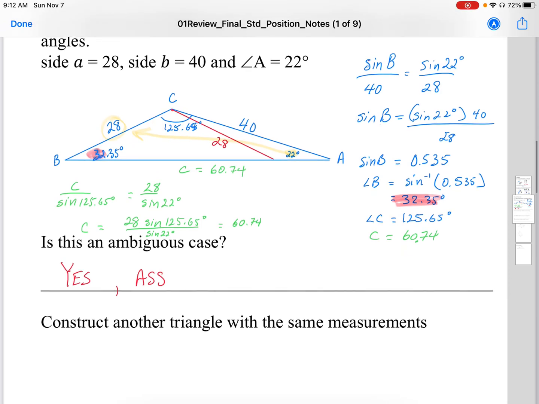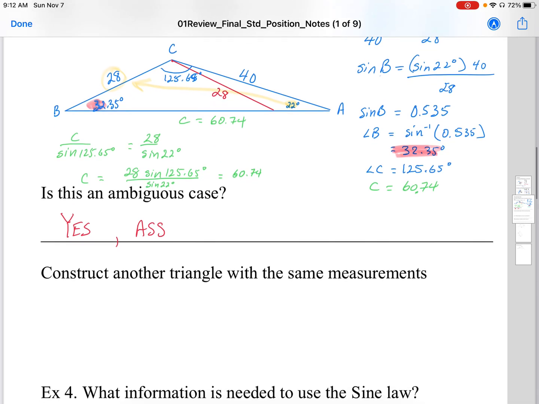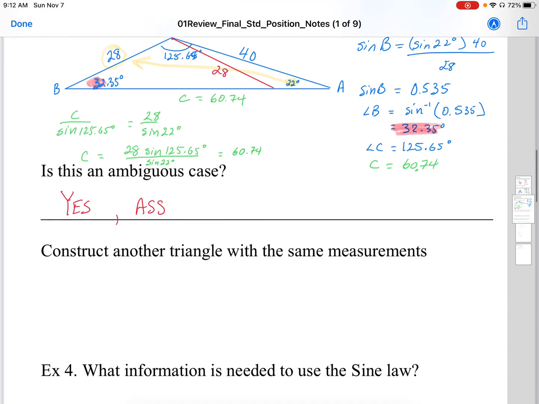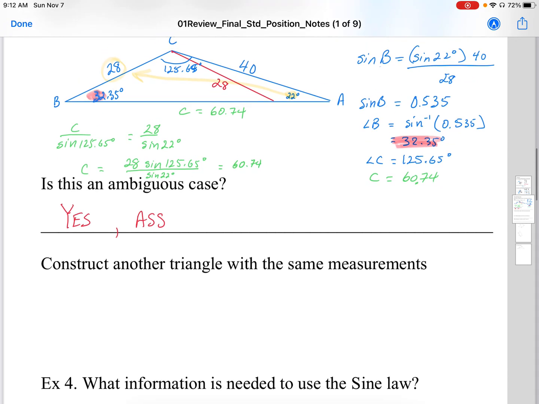So to construct another triangle with the same measurements, we're just going to use the same measurements there, and we're going to use that other triangle. So I'm going to draw it in this orientation here. So I'm just going to have that short length of 22.